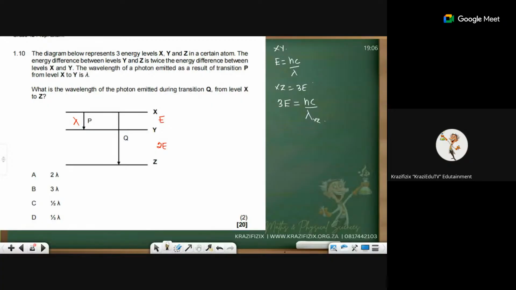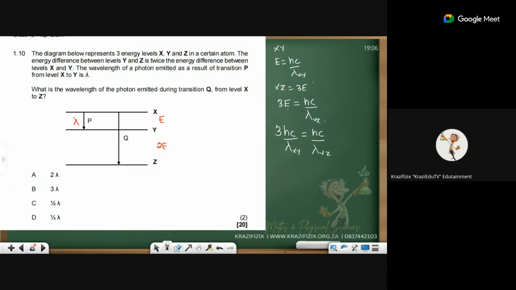So let's look for lambda XZ. Wait, what is E, by the way? Okay, to make this clear, let's call this lambda what? XY. Now let's change E. What do you have? 3 HC over lambda what? XY. Does that make sense? Equals HC over what? Lambda what? YZ. So that everybody would see what's going on.